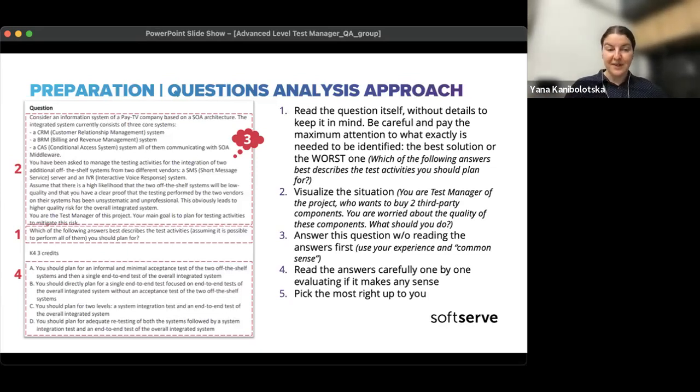So let's go to the last one. And the last one is you should plan for adequate retesting of both the systems, followed by a system integration test and an end-to-end test. So yeah, for me, it sounds the best. And this is the example of how you can approach this question, reading and answering the question. So the last item will be to go one by one through these answers. And this is what I learned actually in this video course I took on Udemy. It was really helpful. At least for me, it really worked the best. So probably this is it about approaching the exam and this question.